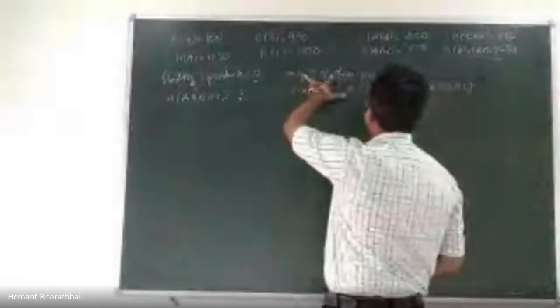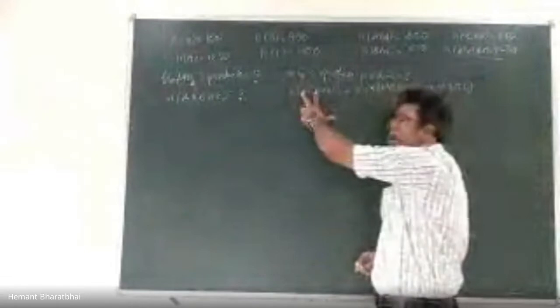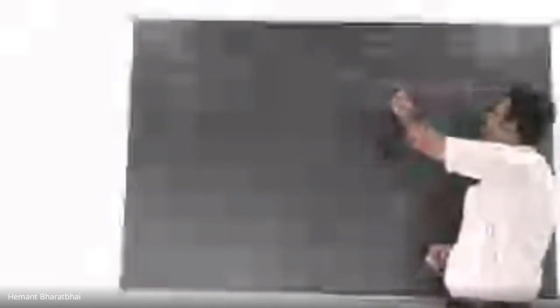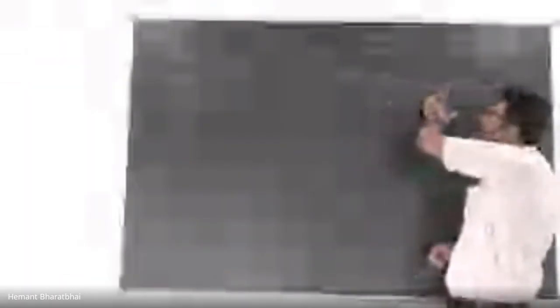When he's saying only two of these products, it means they liked A and B, but they did not like C. Or they liked A and C, but they did not like B. Or they liked B and C, but they did not like A. So this is what it means, only two of these products. So this is what we will have to find out.